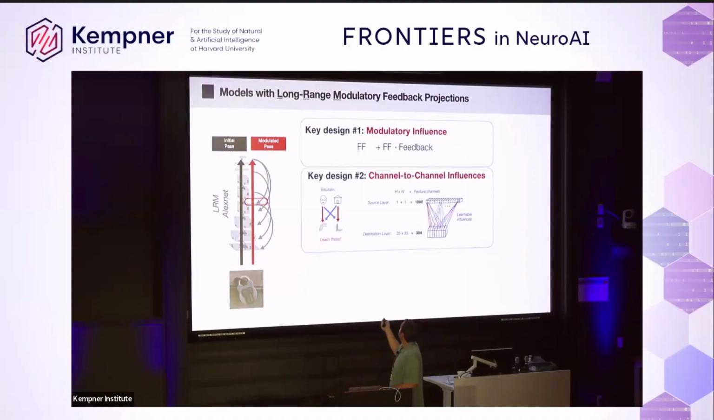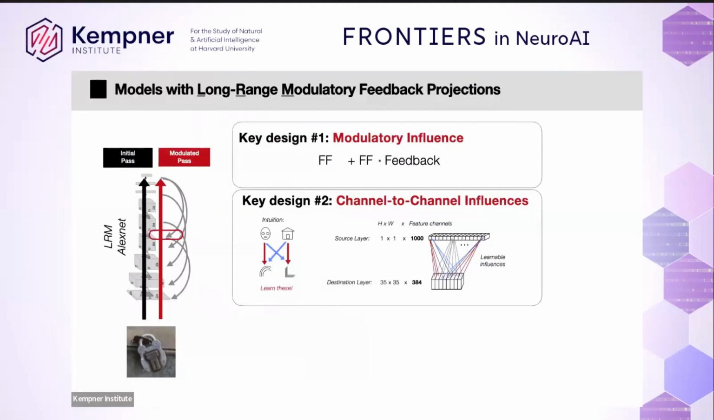Okay, and then the next thing we did was, if you're going to take a source layer of feedback and influence an earlier target layer, how should each channel of the source layer influence each channel of the target layer? And we just made this a fully connected matrix here, and those weights are learned. We didn't hand design in any way the connections between them.